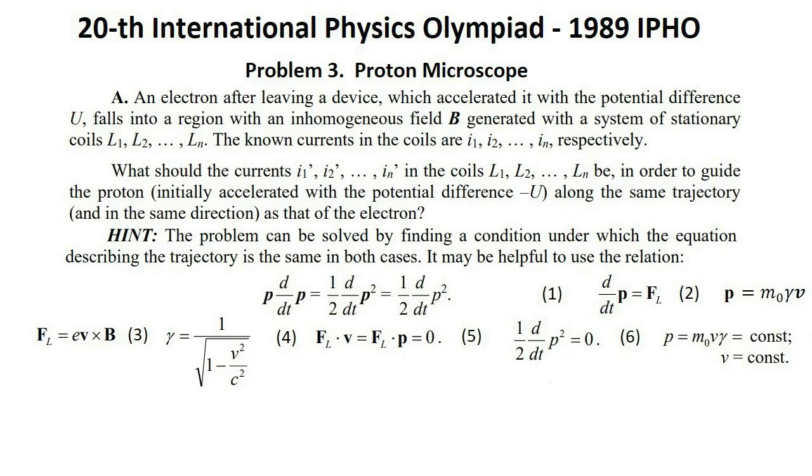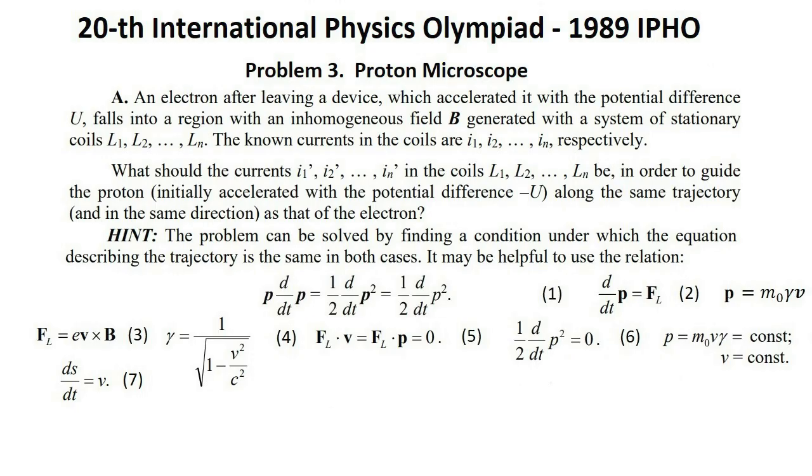p equals m0 v gamma is constant and v equals constant. The same result can be obtained without any formulae in the following way. The Lorentz force Fl is perpendicular to the velocity v and to the momentum p, as p equals m0 gamma v, and as a consequence, to the trajectory of the particle. Therefore, there is no force that could change the component of the momentum tangent to the trajectory. Thus, this component, whose value is equal to the length of p, should be constant. The same refers to the component of the velocity tangent to the trajectory, as p equals m0 gamma v.